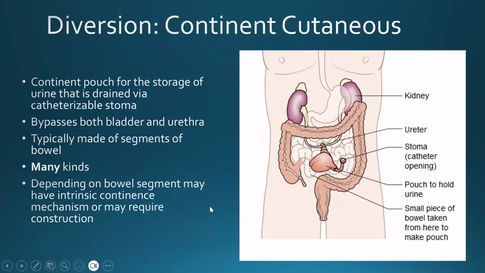The next type of diversion I want to talk about is the continent cutaneous diversion. So this is where a continent pouch is constructed for the purpose of storing the patient's urine, and then it is drained via catheterizable stoma. And so this essentially bypasses both the bladder and the urethra. And these pouches are typically made of bowel. And there's many kinds. And depending on the segment of bowel that is utilized, the segment may have an intrinsic continence mechanism, or it may require construction of that continence mechanism by the surgeon.